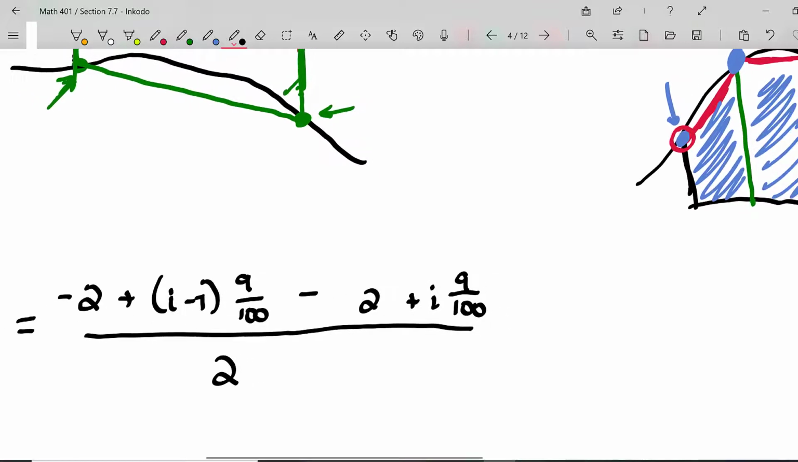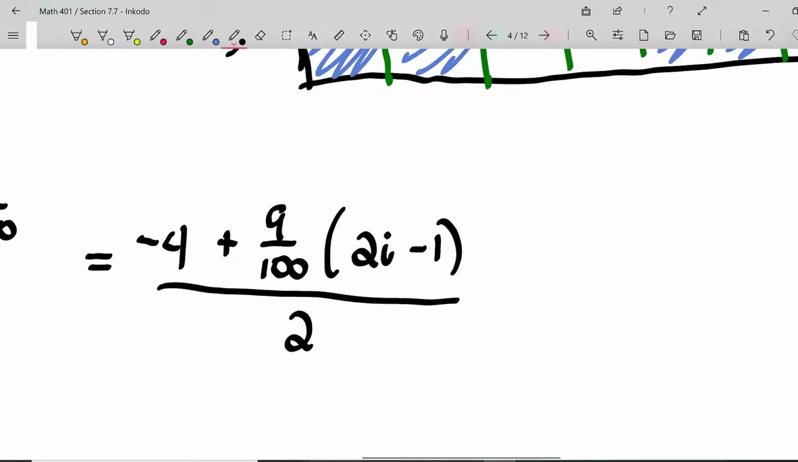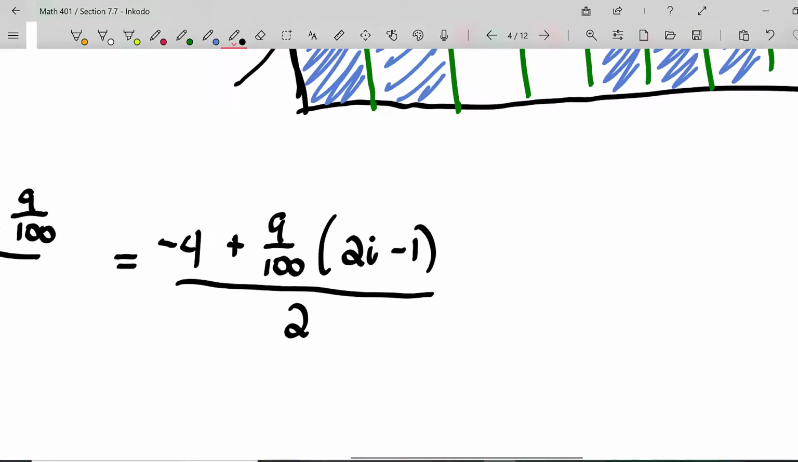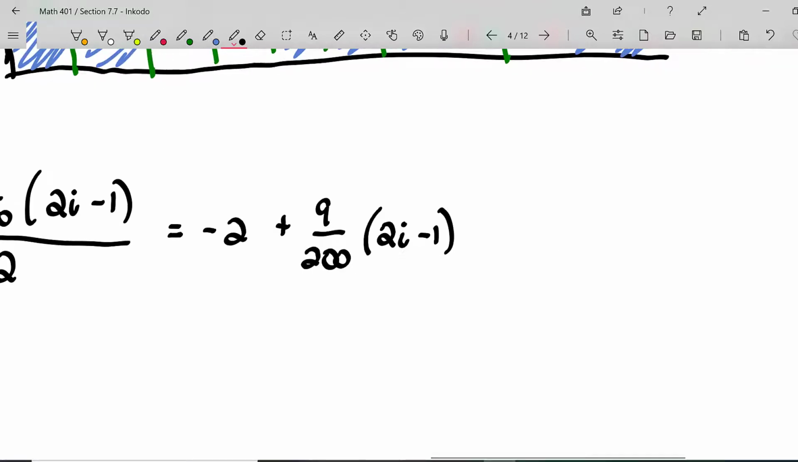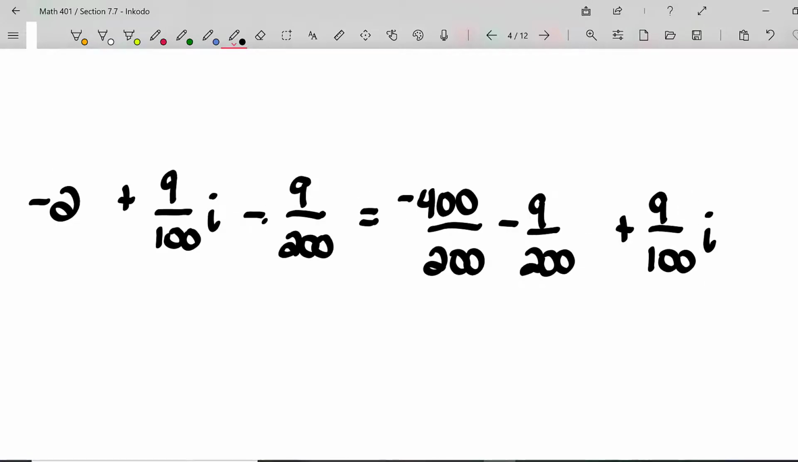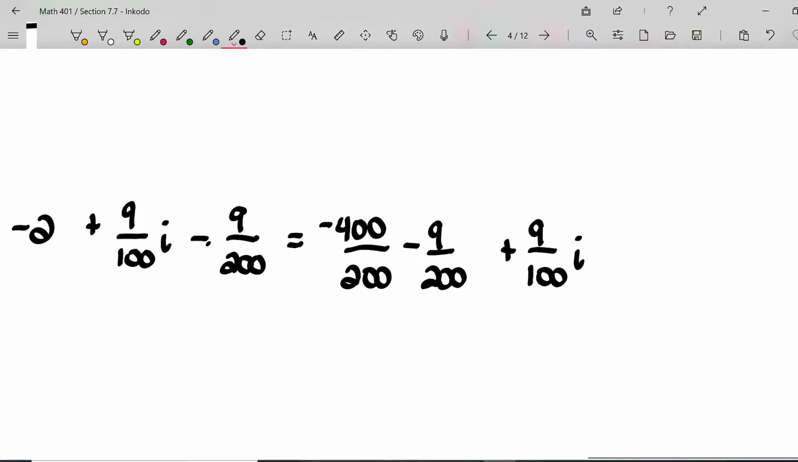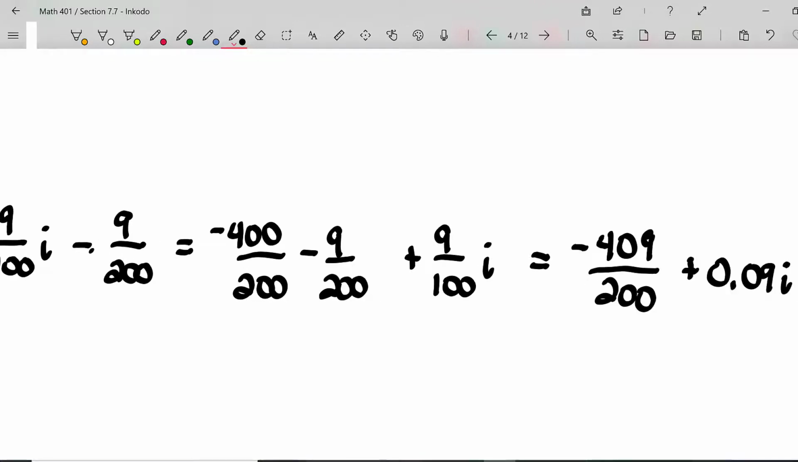We can actually help the computer by pre-computing a little bit more. And we get down to this point, even this, however, we can help the computer with. I'm going to go ahead and divide that 2 into both of those terms in the numerator. So we get negative 2 plus 9/200 times the quantity 2i minus 1. Even that can actually be simplified a little bit further. And that can further be simplified to this number right here. And we can do one more step. That'll be negative 409/200 plus 0.09i.